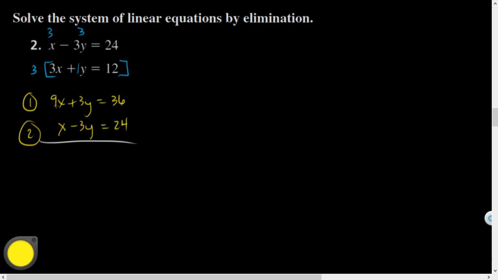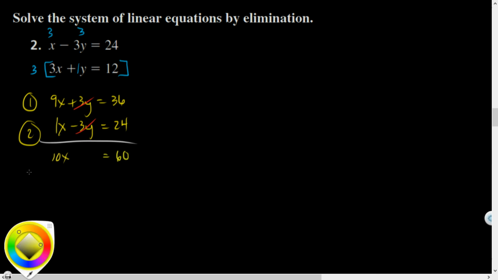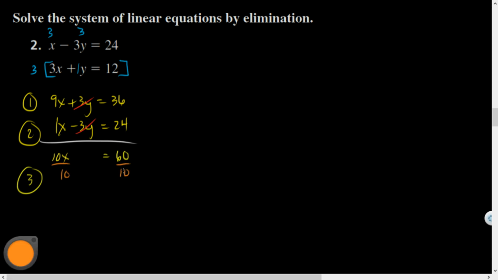All right, let's add them up. 9x plus x is how many x's? 10 x's. 3y and -3y add to be 0 y's, which is 0. Those just got eliminated. And 36 plus 24, I believe. Oh, I was going to write 50. It's 60, isn't it? Yeah. And then solve, divide both sides by 10. So I'm going to get x equals 6.